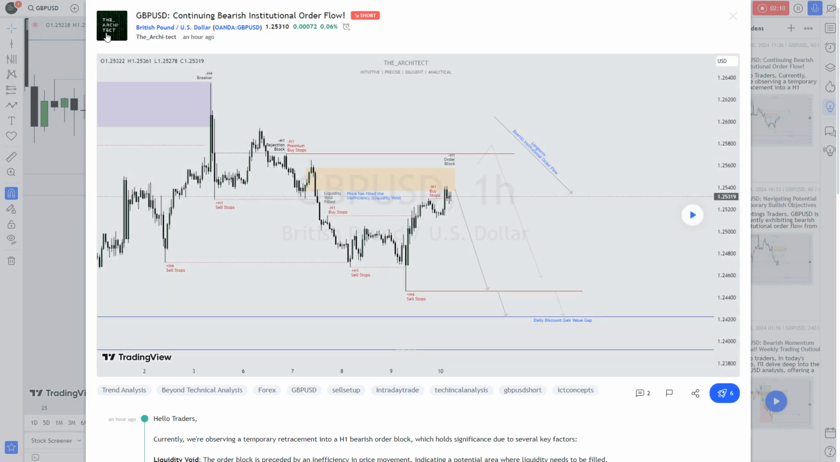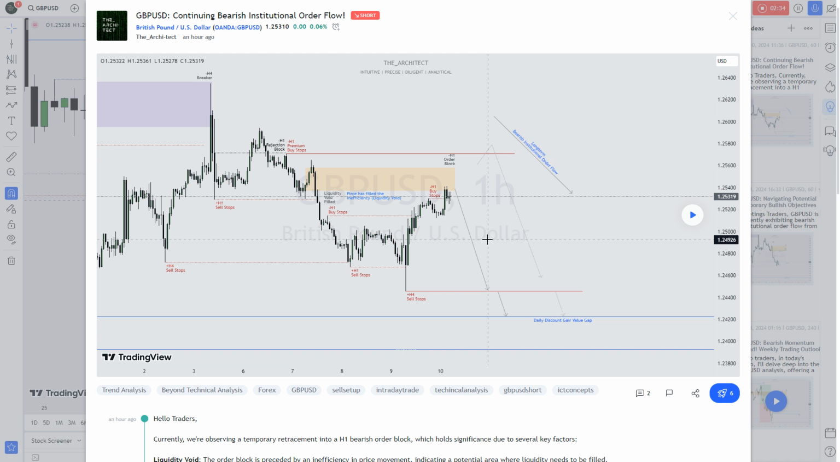And not so long ago, about an hour ago, I posted this GBPUSD continuing the bearish institutional order flow towards the downside. All of this is to emphasize why I am seeing a draw towards the downside. At the moment, I am currently in a sell over here. And in today's video, of course, you'll also get a gist on how I enter my trades.